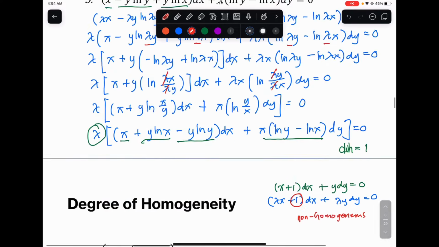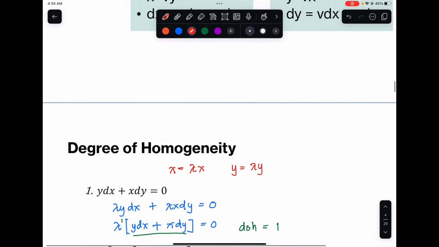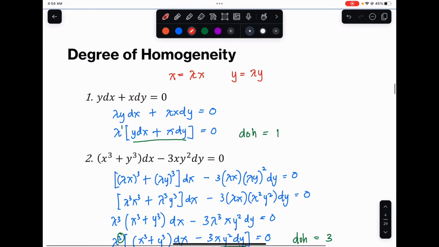Actually, for the degree of homogeneity, you can just simply look at each term and see what the power of each term is, which will correspond to its degree of homogeneity. So for example, for number 1, we have y dx and x dy. The degree of this is 1, the degree of this is 1 as well, making the degree of homogeneity equal to 1. Meaning the total degree for each given term is the same, so that makes it homogeneous.